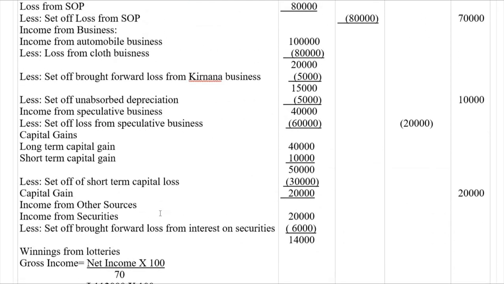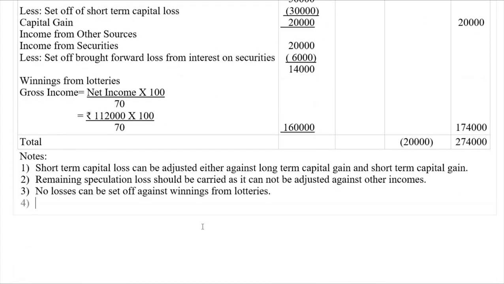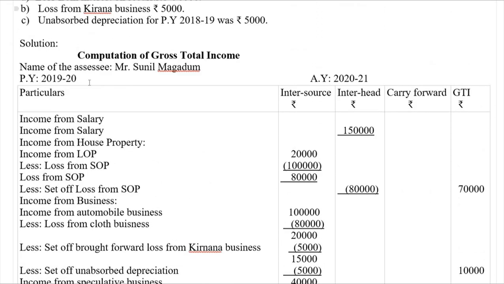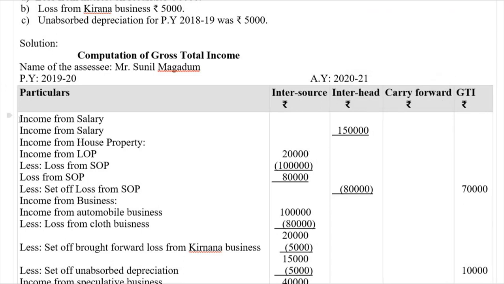Then unabsorbed depreciation can be adjusted against any incomes except salary and casual incomes. So I think these notes are sufficient here. Let me make this bold so that it is more visible and can be distinguished here.